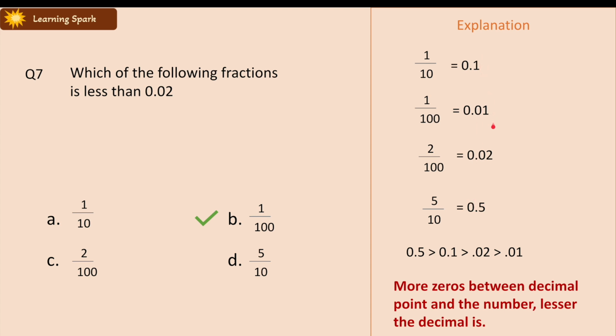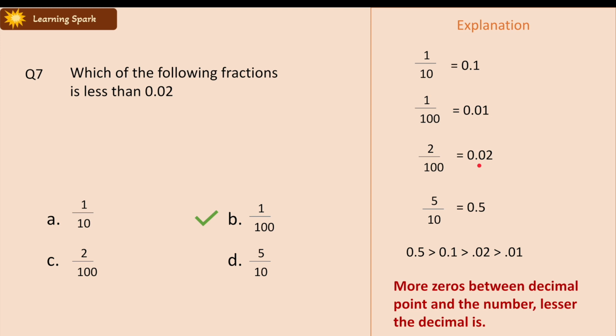Now which one is bigger, which one is smaller? When we consider that, we need to remember the rule that the more zeros between the decimal point and the number, the lesser the decimal is. So for example here, this is the decimal point, this is the number 1. Okay, there is nothing in between. But for this number, there is a decimal point and there is a 1, there is 1 zero in between. Okay, so this number is surely lesser than this number.